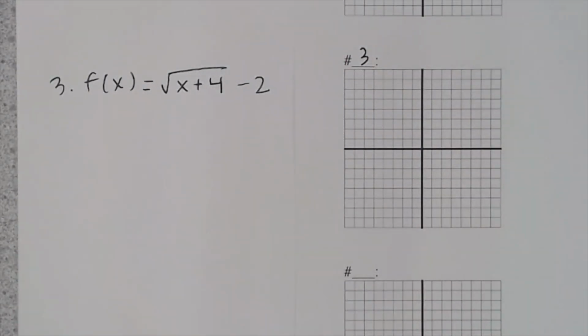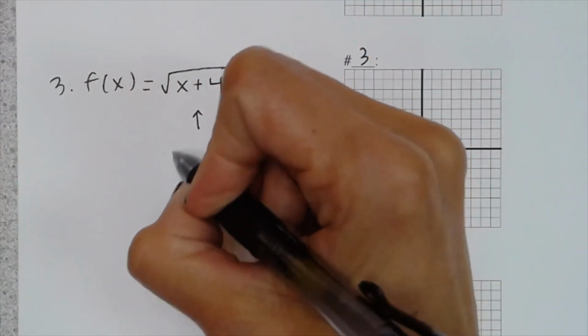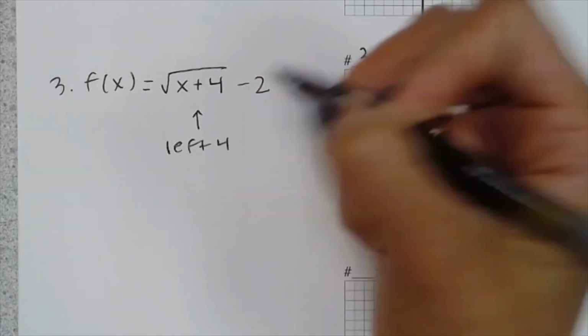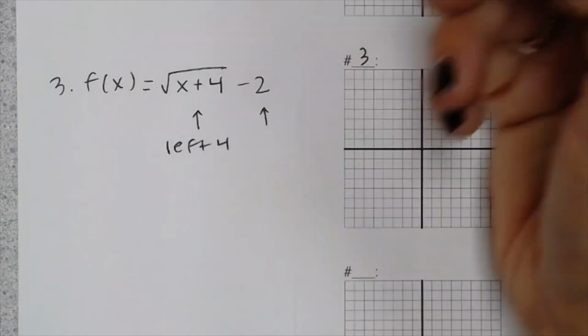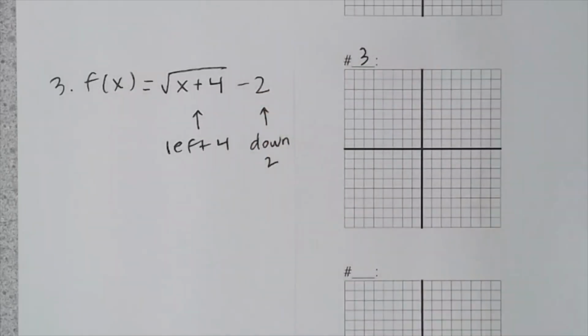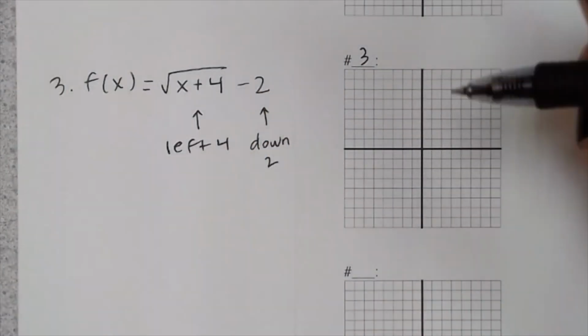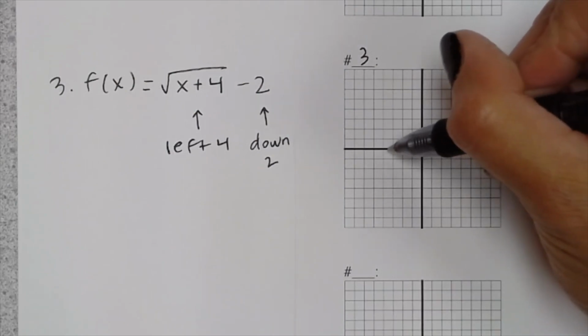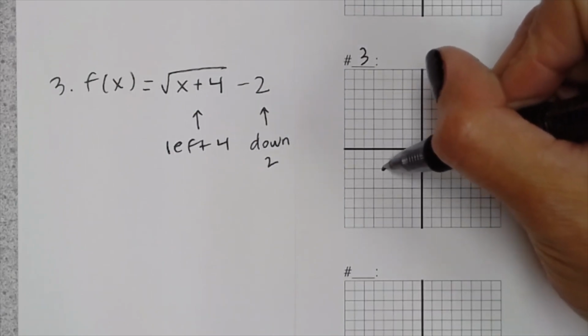f of x equals the square root of x plus 4, and then minus 2. The graph is going to shift left 4. And then the number at the end indicates that the graph is going to go down 2. So let's go ahead and move that initial point (0, 0) left 4 and then down 2.